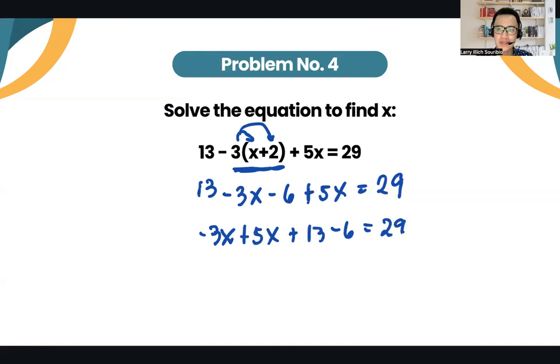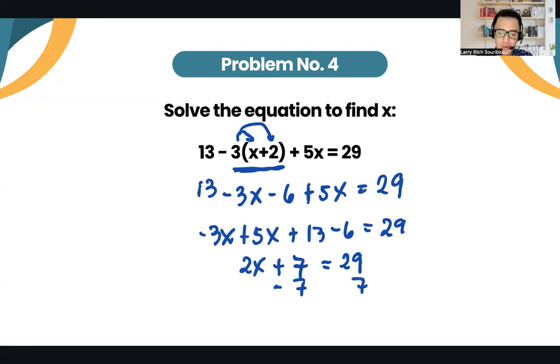So we have negative 3x plus 5x, we have 2x plus 13 minus 6. So 13 minus 6 is actually 7, right? Is equal to 29. But 7, we said earlier that those with literal coefficients should remain on the left and numbers standing alone should remain on the right. So how do we transfer 7 into the right? We subtract 7 on both sides, okay?